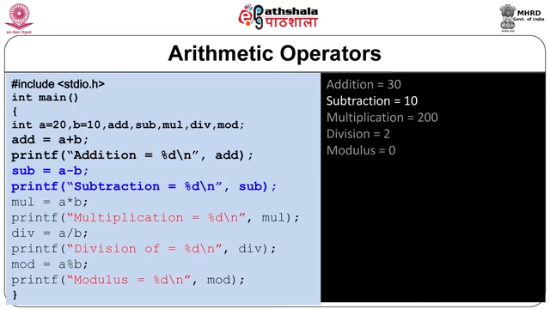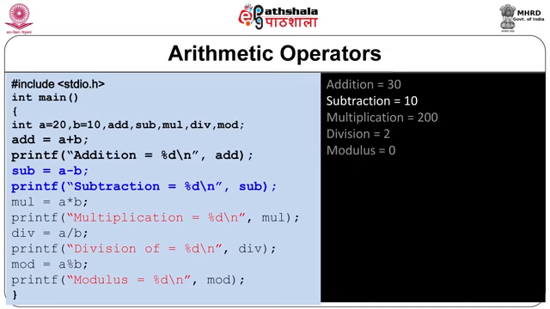Next step is sub equal to A minus B. This is for subtraction purpose. A minus B, value of A is 20, B is 10, so result will be 10, and that result 10 is also displayed using next printf statement.